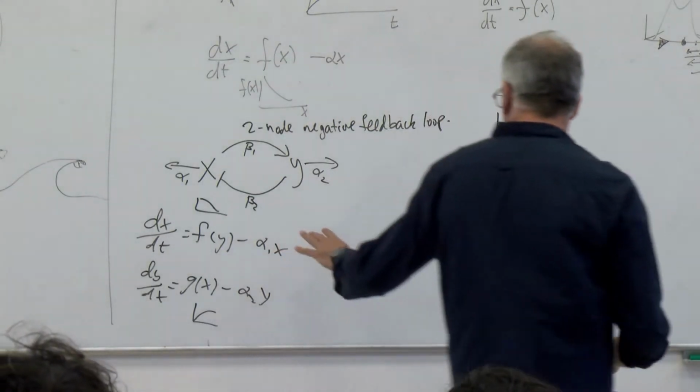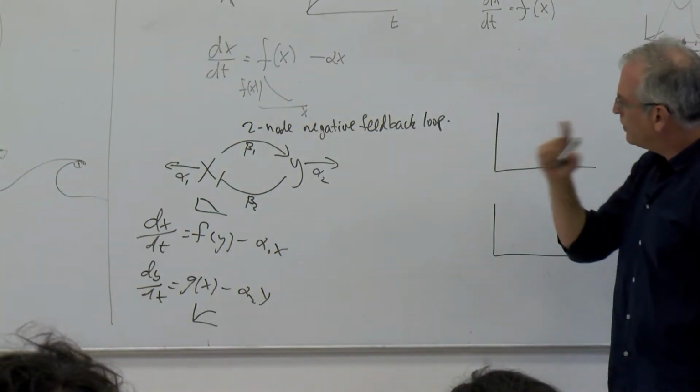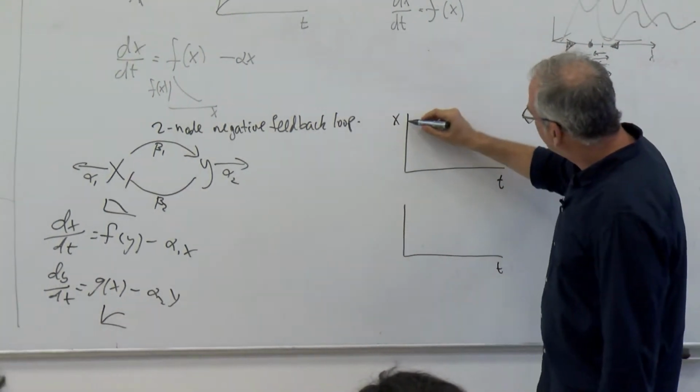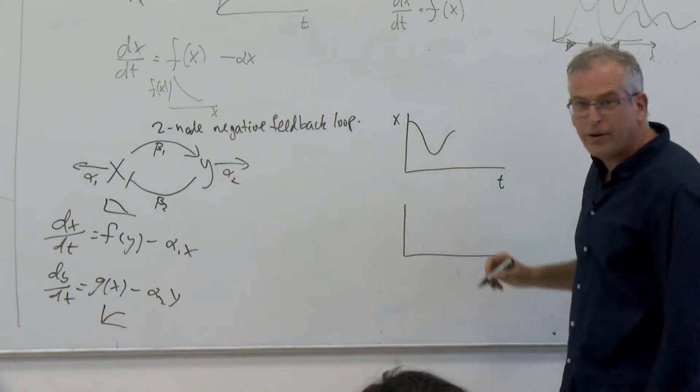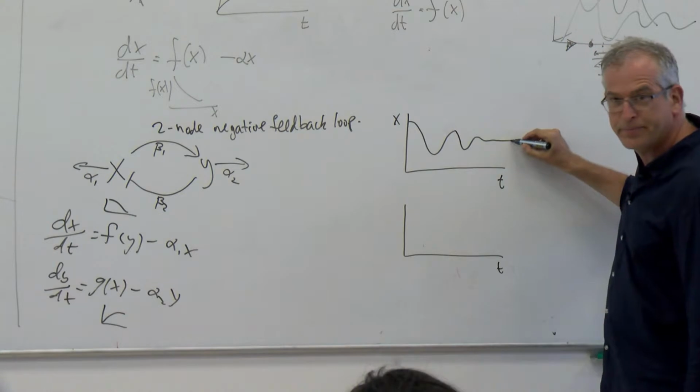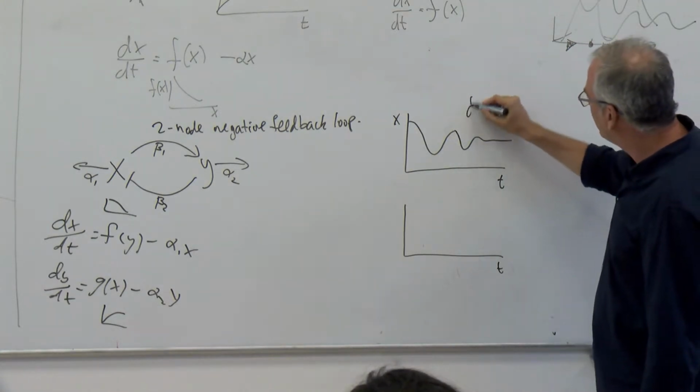The equations here don't matter too much. What you can get in this situation, this is time, is that x does this. And you can say, wow, great, we have an oscillation. It's starting to oscillate. Great, great, great. But then it stops. So that's called a damped oscillation.